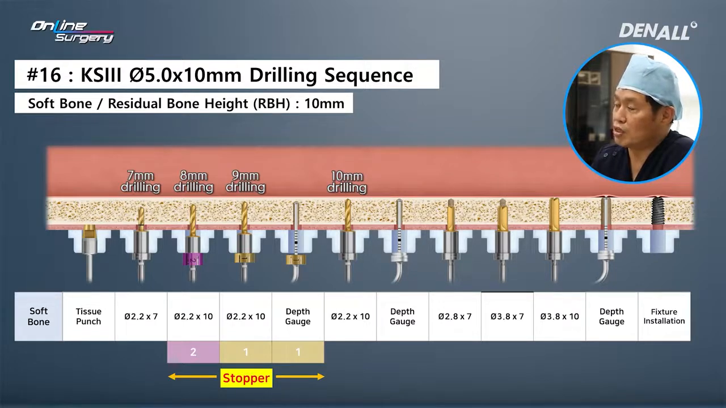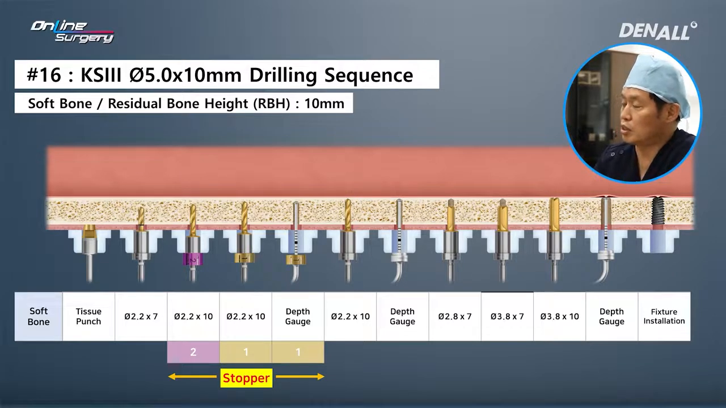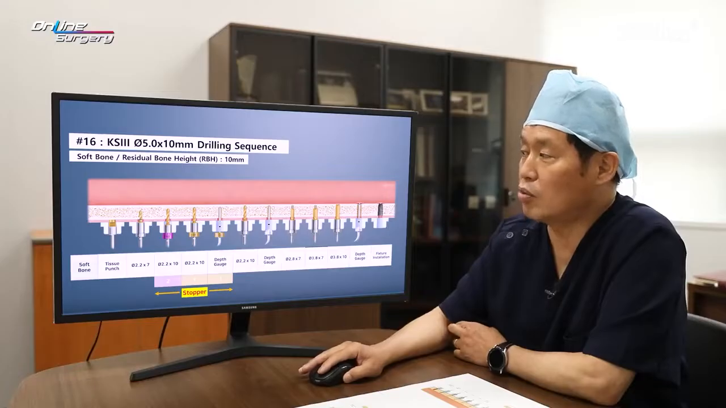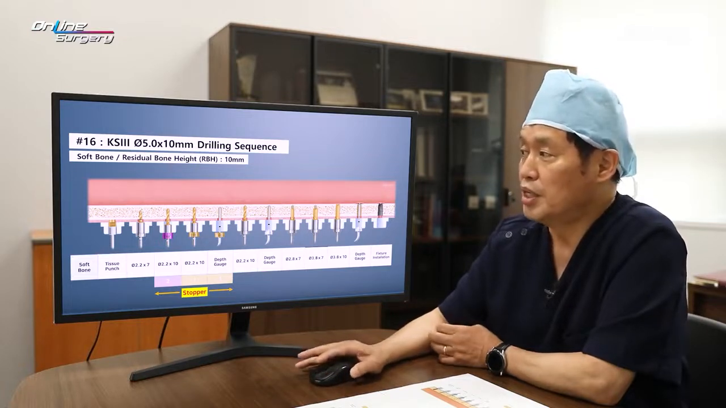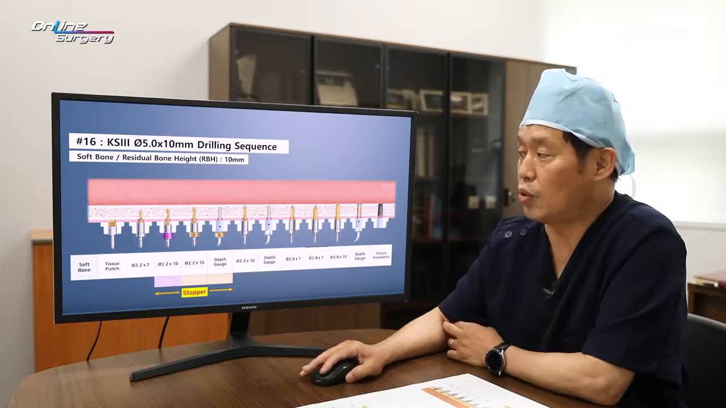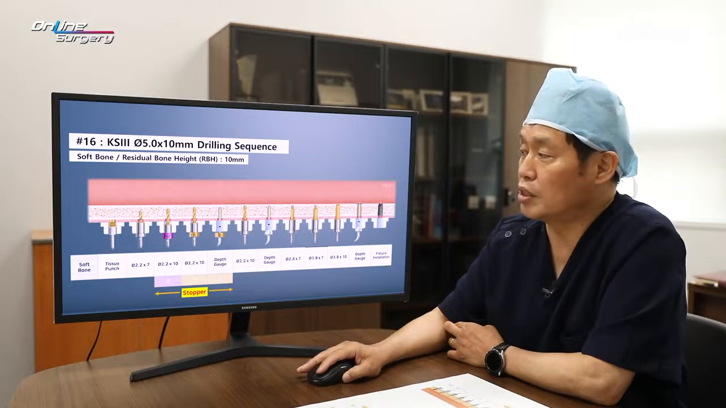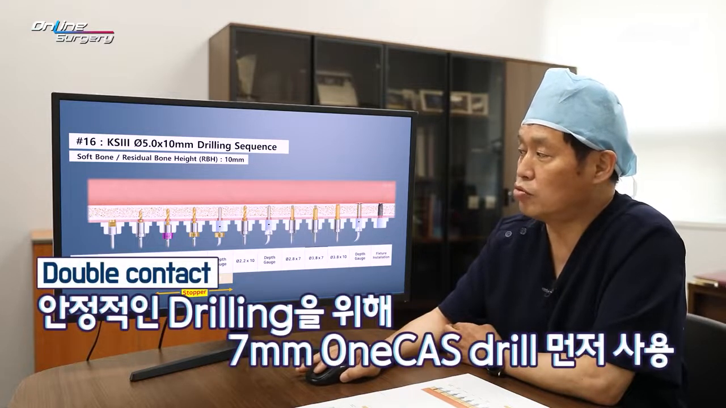The depth gauge stopper is 1 millimeter. It becomes 0.6 millimeter longer, and you need to check whether it's penetrated. Then 2.2 by 10. When you use the OneCAS drill, you need to use the double contact concept of the drill, and therefore you need to use 7 millimeter first. If the residual alveolar bone is over 8 millimeters, you need to use the 7 millimeter drill first. So when you go in, the guide on the drill hits the barrel and the drill goes in more stably, and after that, you can use the drills consecutively from then on.